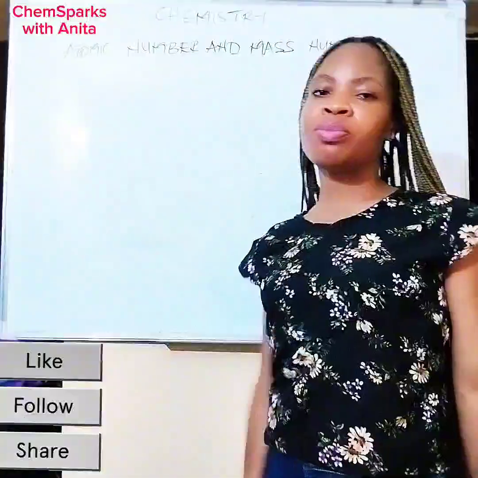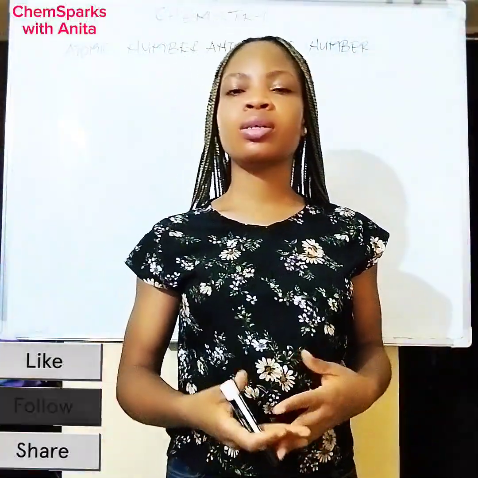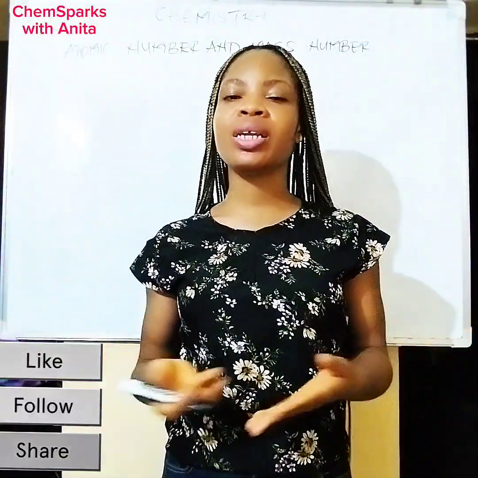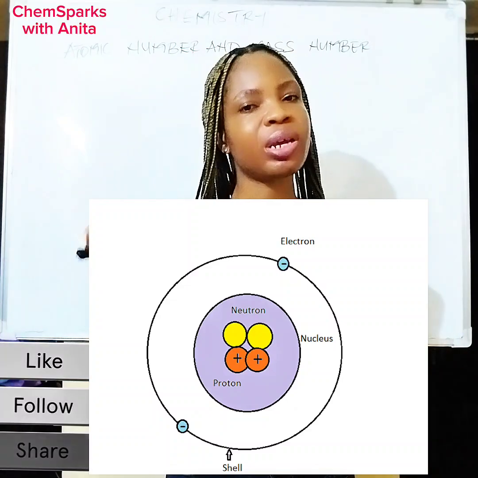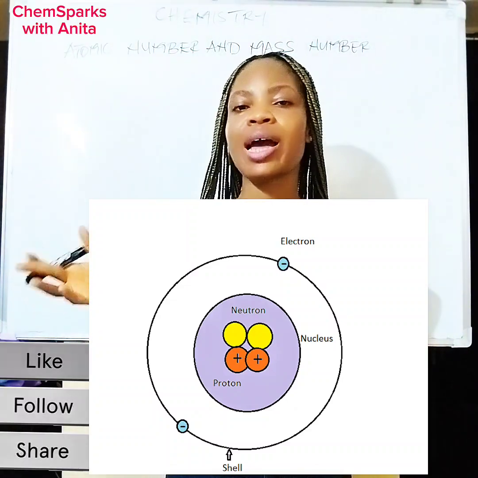Atomic number and mass number. What is the atomic number? The atomic number is simply defined as the number of protons present in the nucleus of the atom.